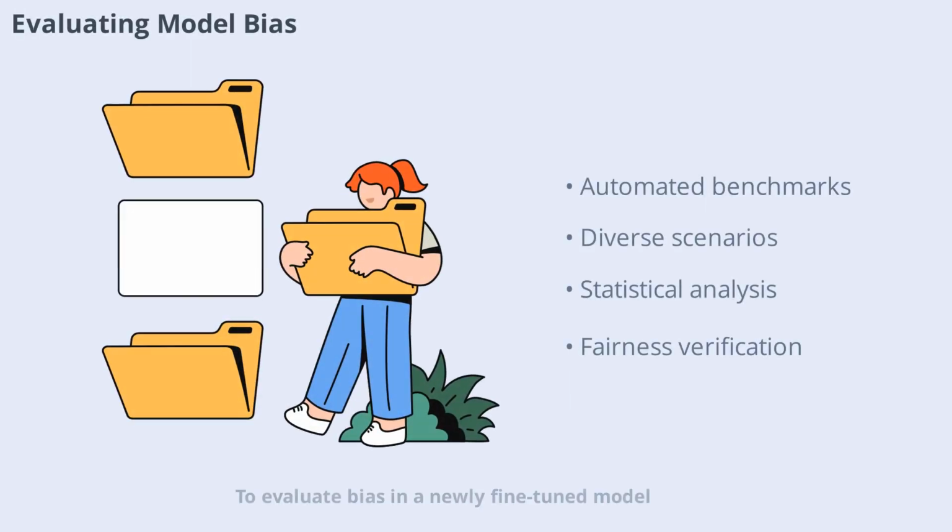To evaluate bias in a newly fine-tuned model, automated benchmark pipelines are used. These pipelines fire thousands of structured questions involving diverse demographic scenarios at the model. The answers are then parsed and analyzed for statistical skew across genders, races, and religions. This helps verify whether the model favors certain stereotypes and ensures fairness before deployment.